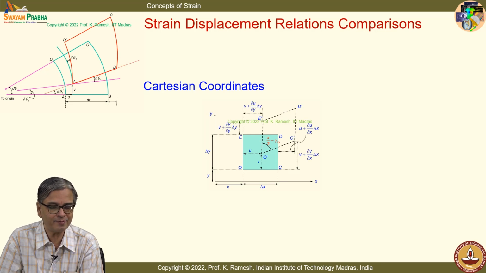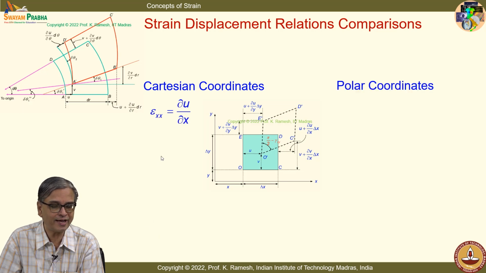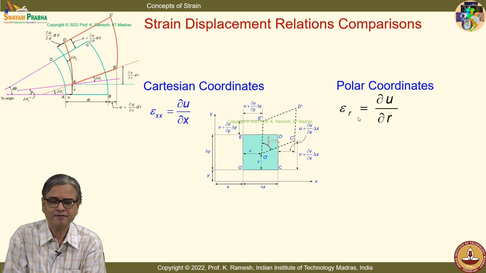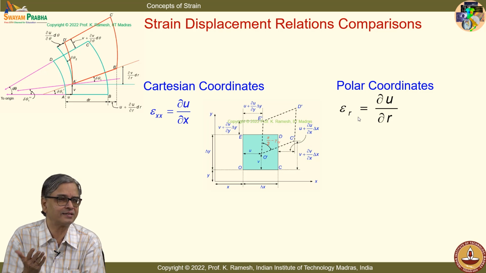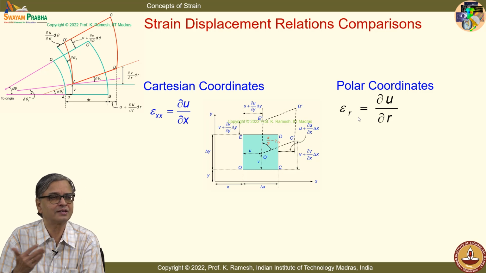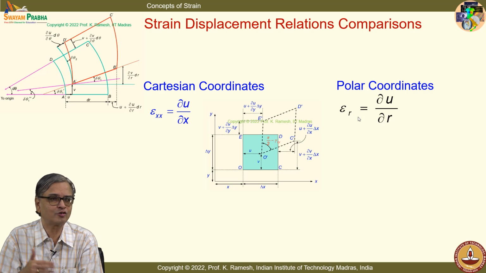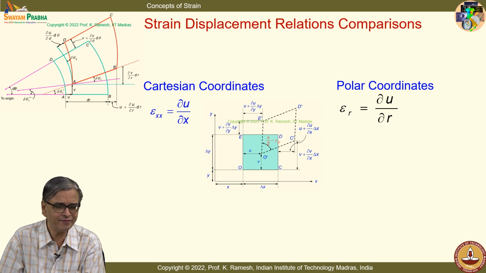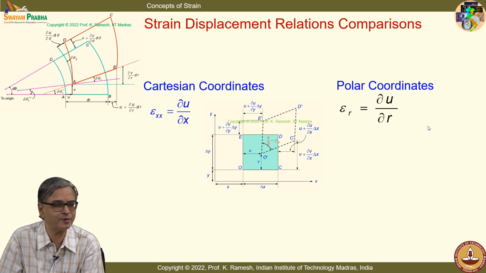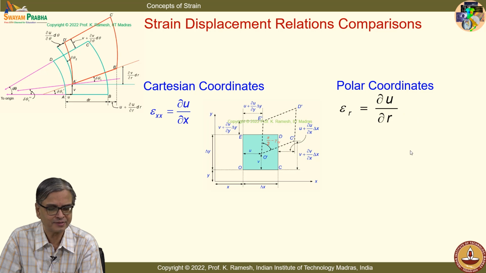So, you have the animation for the Cartesian, you have the animation for the polar coordinates, and you have epsilon xx as dou u by dou x and epsilon rr. This is what I said. We will use these symbols interchangeably, because epsilon xx I can also write as epsilon x, epsilon rr I can also write as epsilon r. They are very similar, dou u by dou x and dou u by dou r, no difficulty at all.